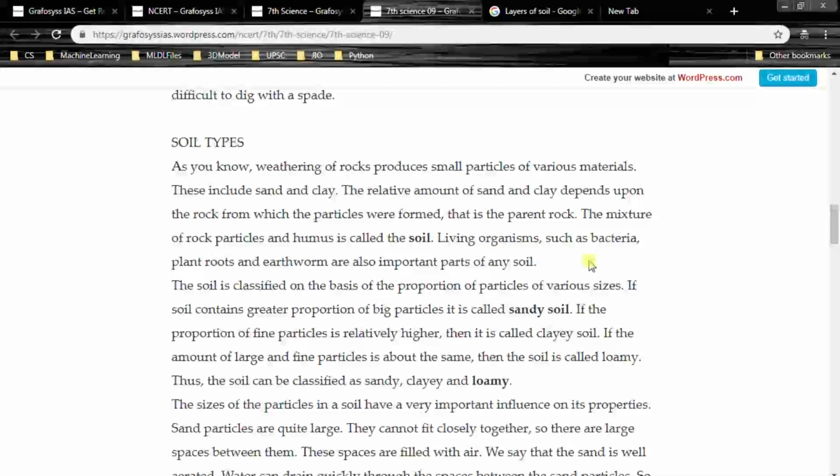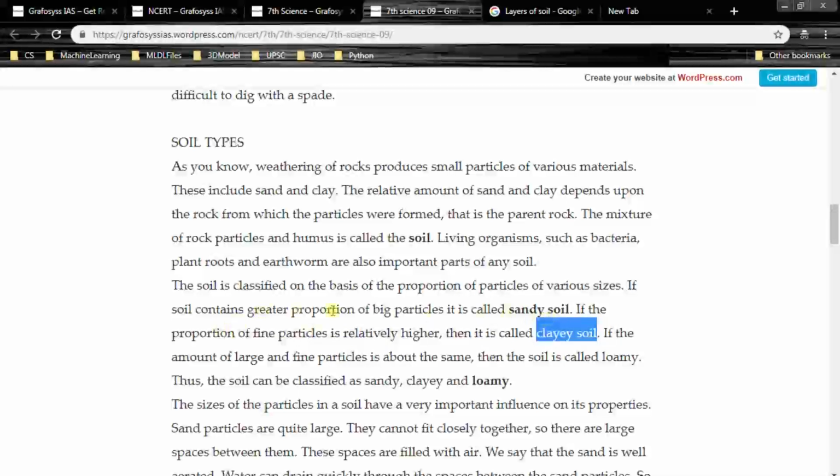Living organisms such as bacteria, plant roots, and earthworms are also important parts of any soil. The soil is classified on the basis of the proportion of particles of various sizes. If soil contains a greater proportion of big particles, it is called sandy soil. So remember, sandy soil contains a greater proportion of big particles. If the proportion of fine particles is relatively higher, then it is called clayey soil. So clayey soil, fine particles.